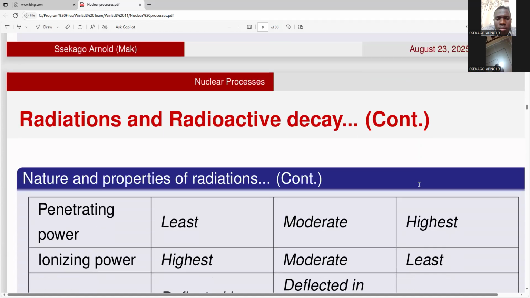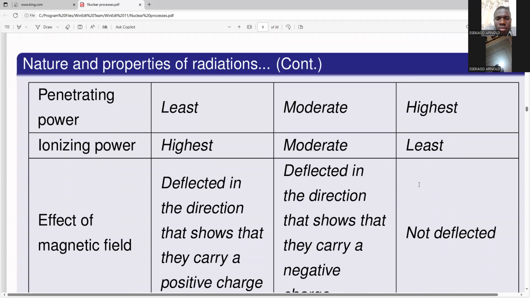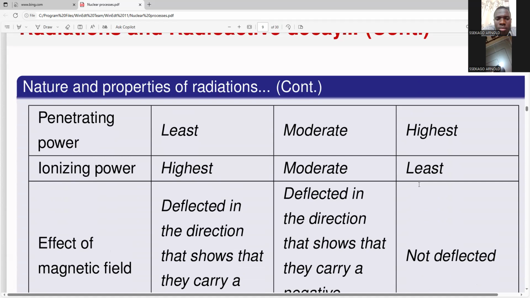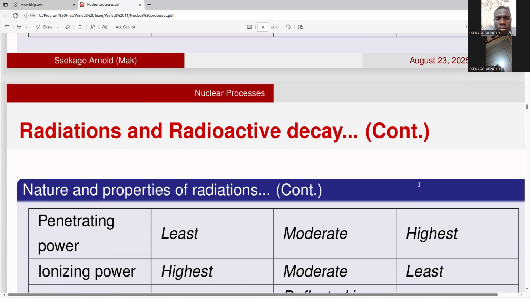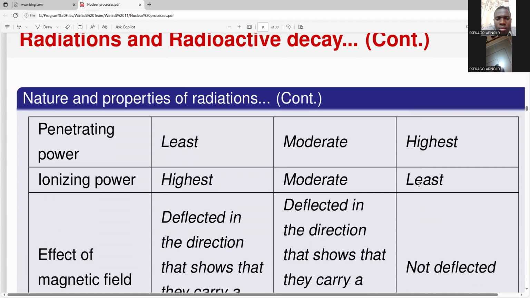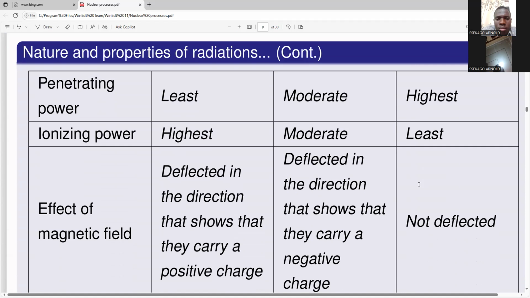Then we look at, we are going to explore each of these properties. I am going to show you illustrations on some of these complex properties so that you grasp them very well.